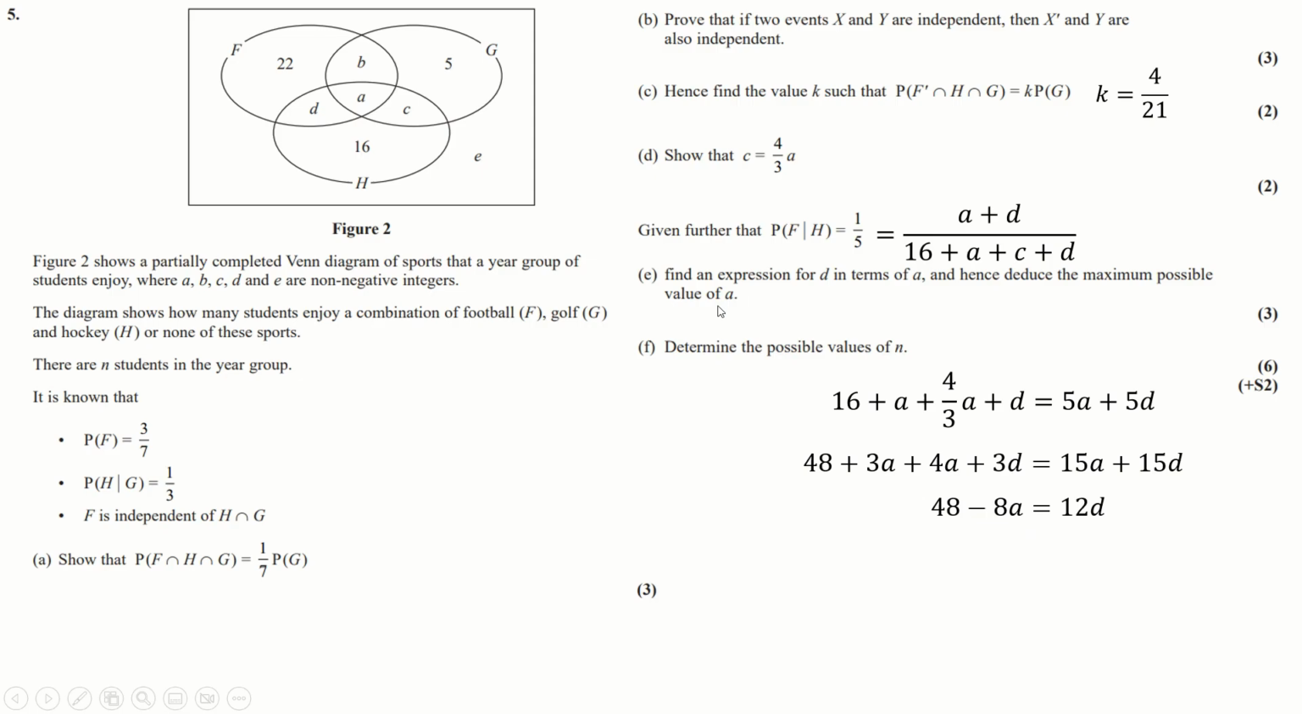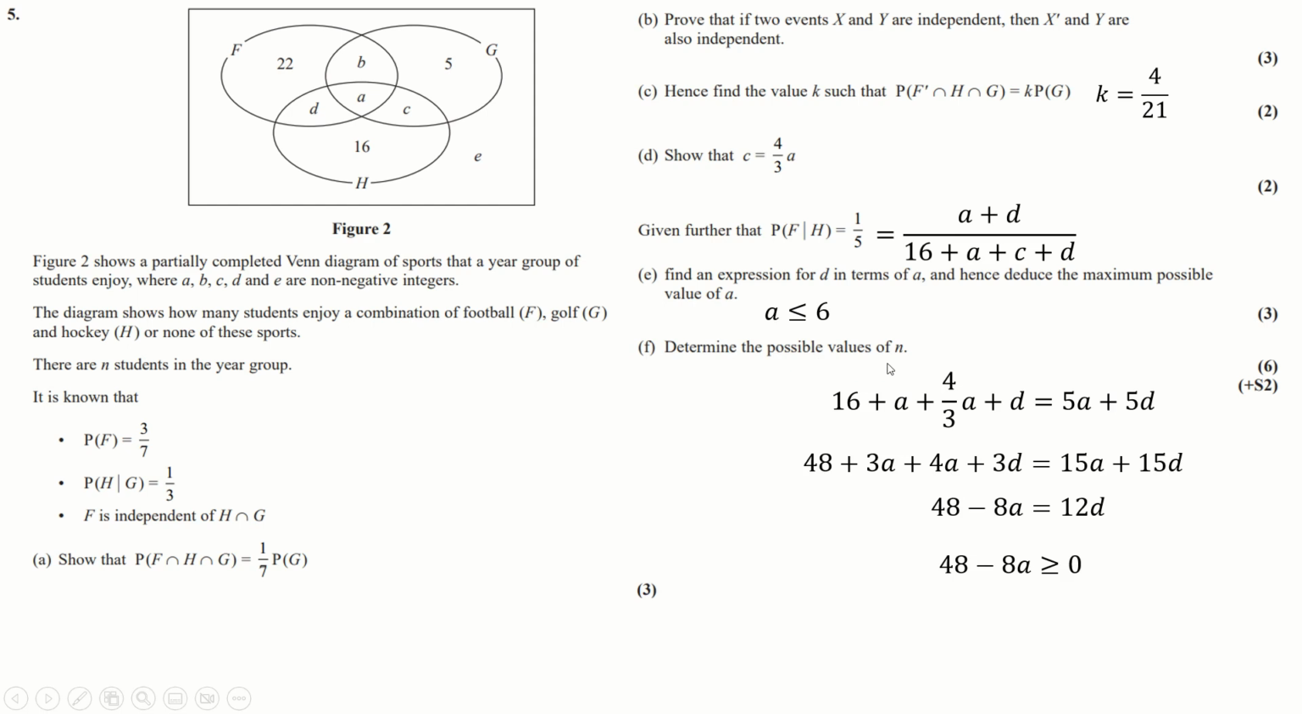And then it says determine the maximum value of A. Well, 12D is greater than or equal to 0. So therefore we can just say that because these are non-negative integers. And then we can just say A is therefore less than or equal to 6. Just remove that, divide by 6, and you end up with that there.